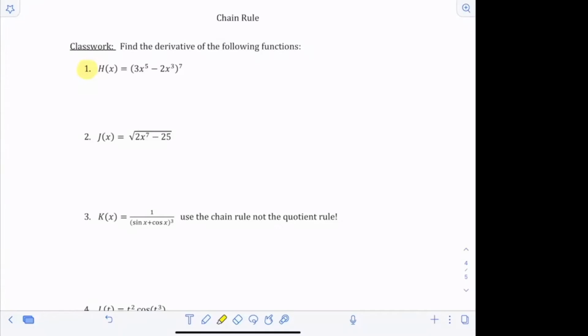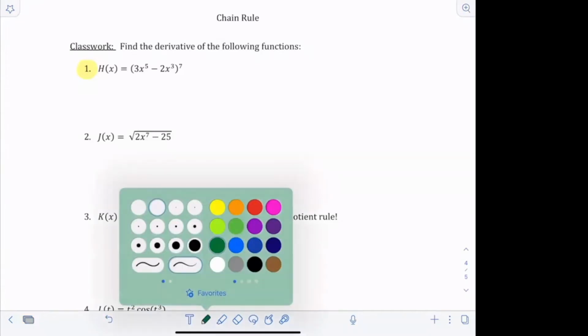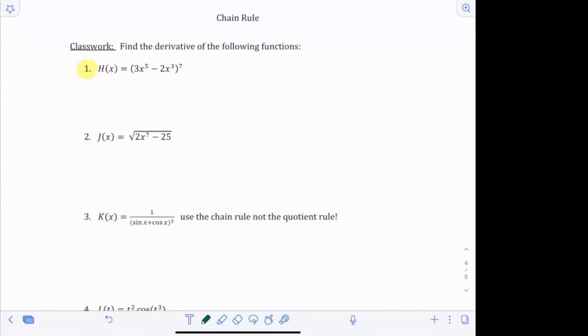All right, let me show you this. I feel like a lot of this early 2.3, 2.4 stuff is really trying to see the problem correctly. So the first thing you should do is when you look at this, you should see that you need to use a chain rule. And the way that you see that is that there's an outside function, and the outside function is like X to the 7th, and the inside function is 3X to the 5th minus 2X cubed.